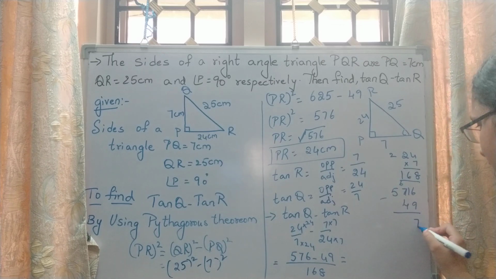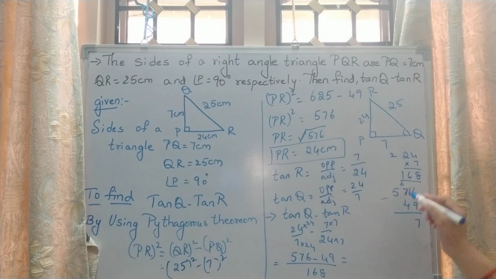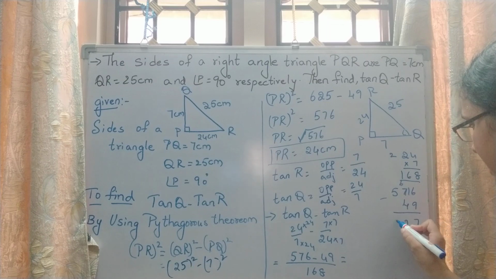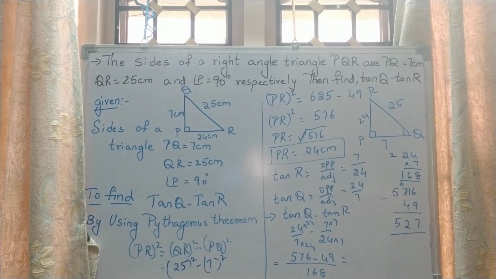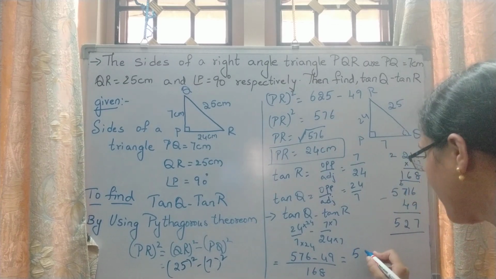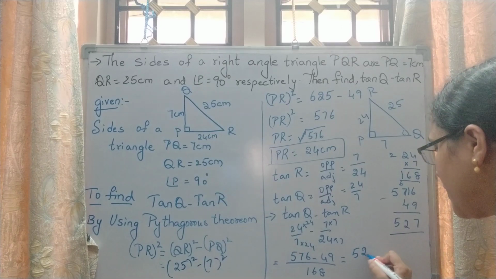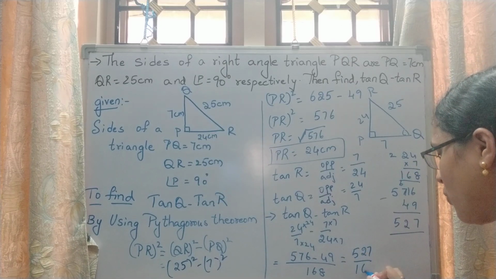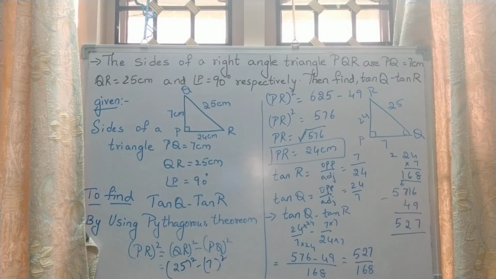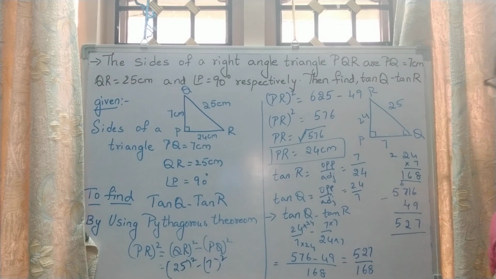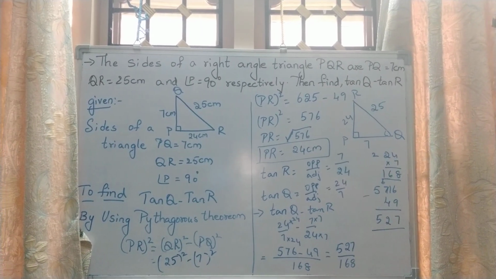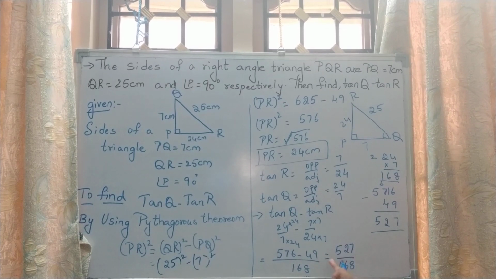Okay, now this is 7 and 6 minus 4. 6 minus 4 is 2 and this is 5. 527 by 168. Yes. So once again, children, all of you look here, everyone. So is this the answer? Yes, this is the answer. This is the final answer what we are going to get.